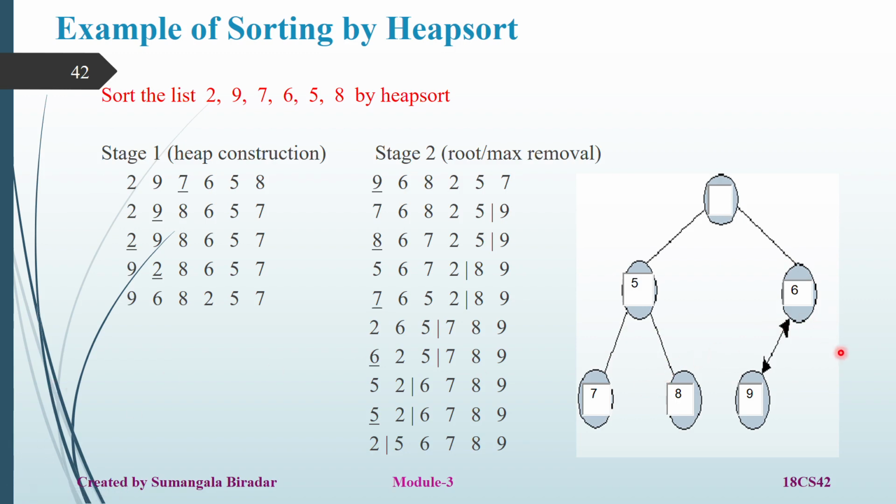This part is the only one missing in the heap tree. At every level, if any one right node is missing, you can still consider that a heap tree. In this way, you can construct a heap tree. Is it clear now? What is a heap tree, and how do you sort the heap tree with the help of heap construction and root or max removal?